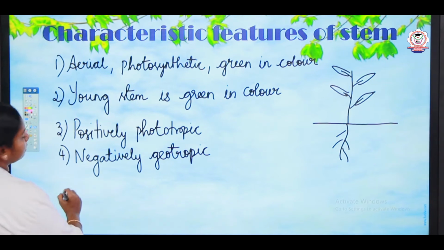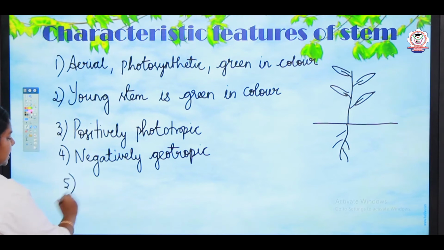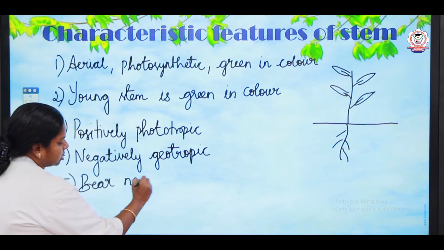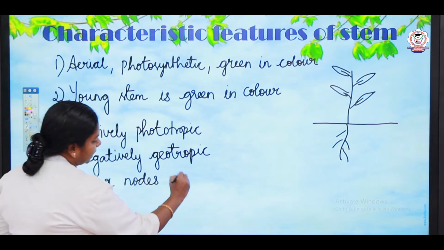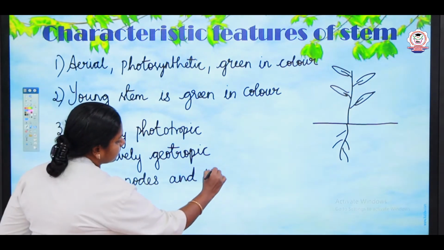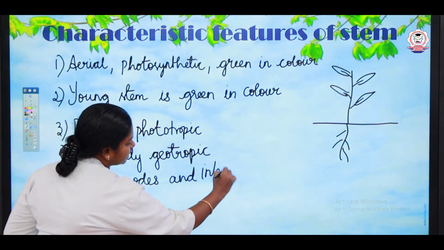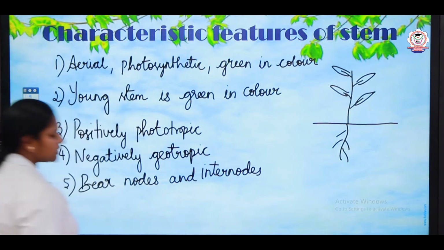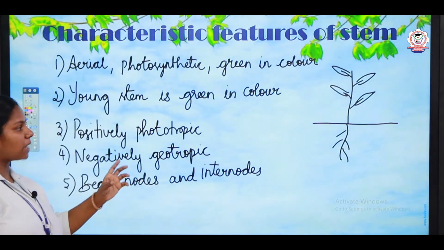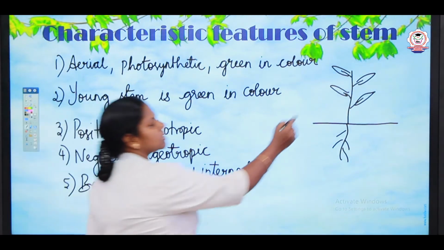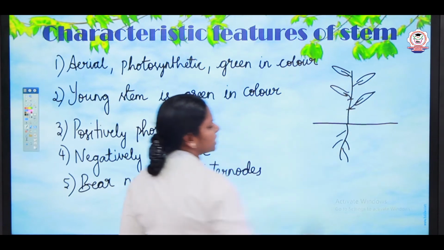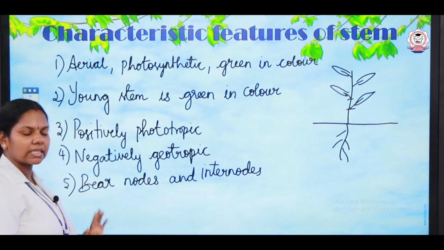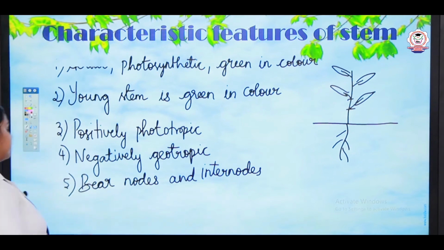And another important characteristic of the stem is that they bear nodes and internodes. So, what is a node? The point from which the leaf arises, we say it as a node, and the space between the two nodes, we say it as the internodes. So, these are all the important characteristic features of the stem.